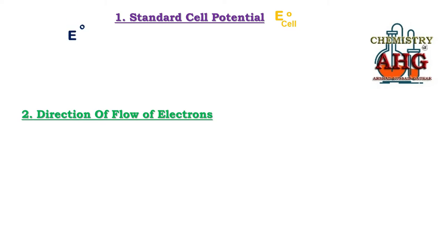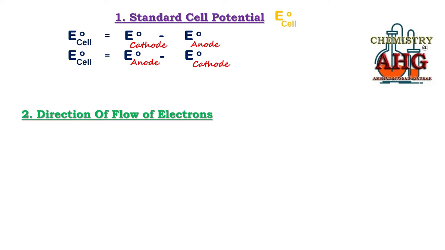One formula you can remember: standard cell potential is equal to standard reduction potential of cathode minus standard reduction potential of anode. The second formula that sometimes we use: standard cell potential is equal to standard reduction potential of anode minus standard reduction potential of cathode. So these are the two formulae that we can commonly use to calculate standard cell potential of any cell.